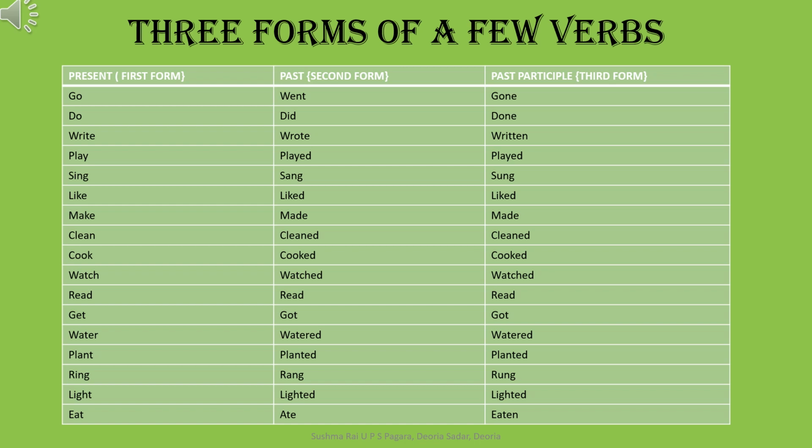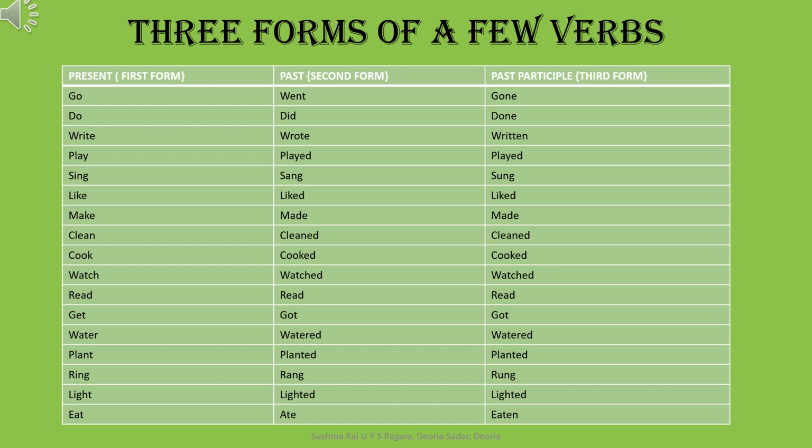Second verb, do. The three forms are do, did, done. Third verb is write. The three forms are write, wrote, written. Fourth is play. The three forms are play, played, played. Fifth, sing. The three forms are sing, sang, sung. Sixth is like. The three forms are like, liked, liked. Next is make. The three forms are make, made, made.